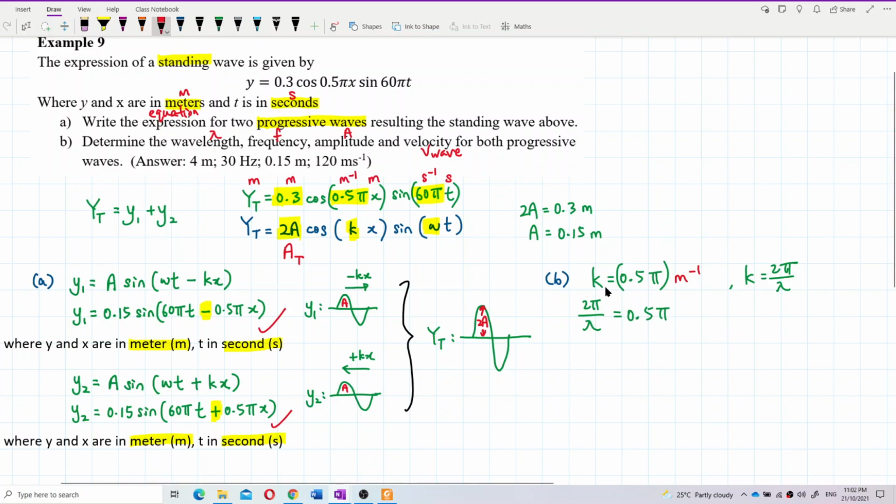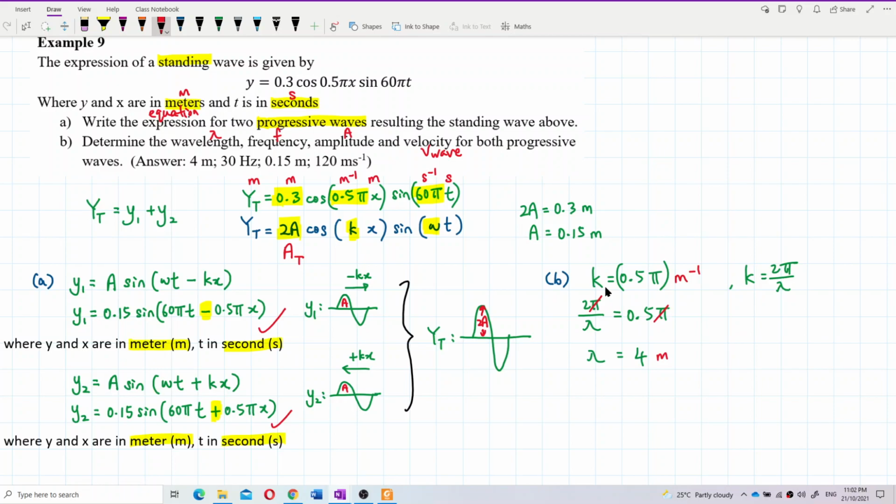We can cancel the pi. And we get the wavelength. What's the wavelength? 2 divided by 0.5. Okay, I got 4. This one unit, what's the unit?